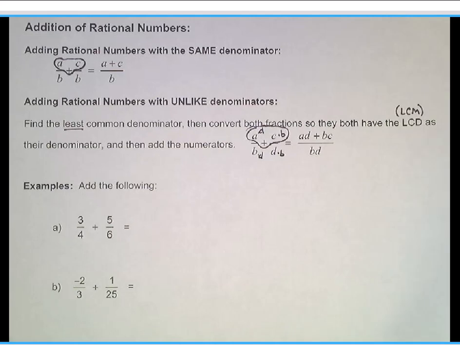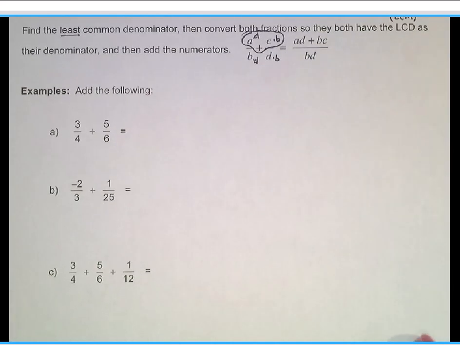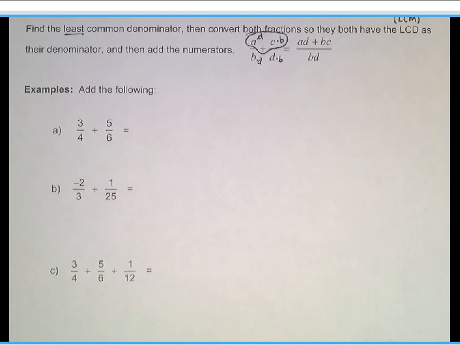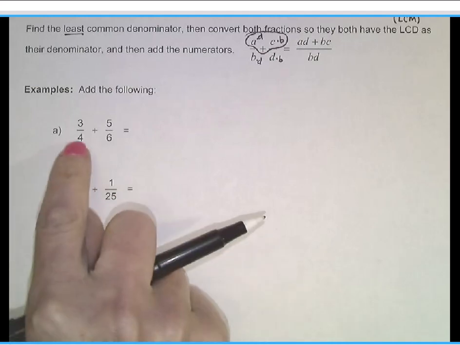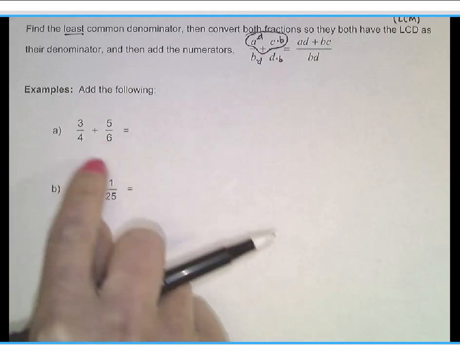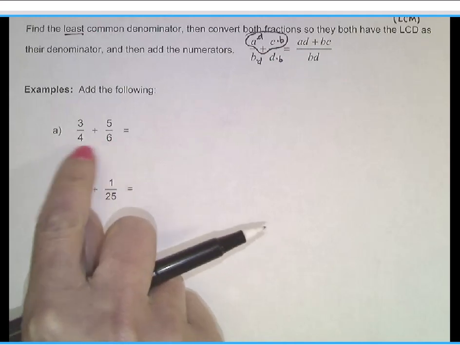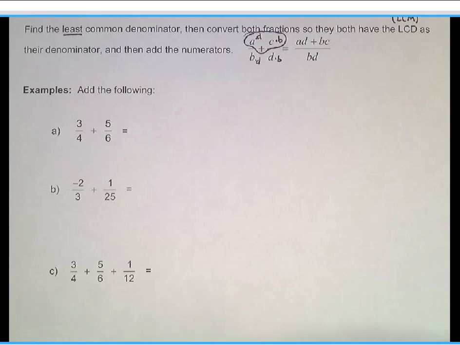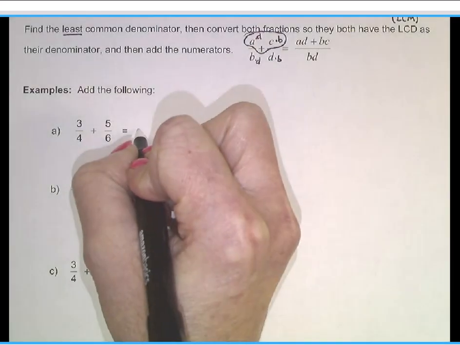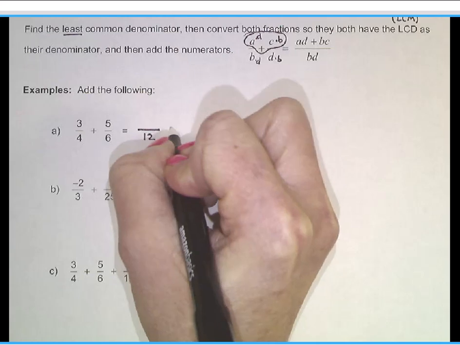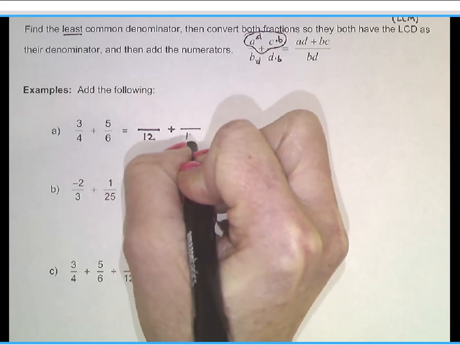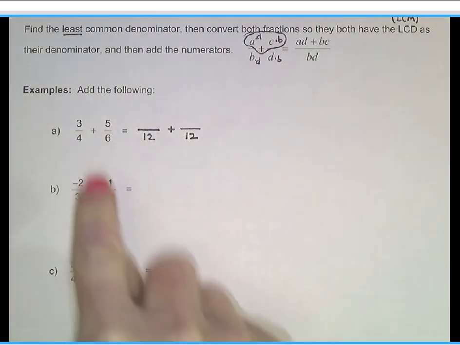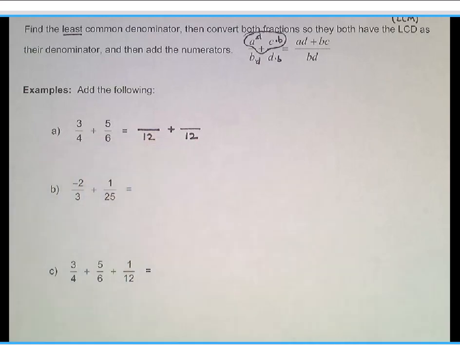So we've got 3 examples. We're going to add and try to give our answer as a simplified fraction if we can help it. We're going to look at 3/4 plus 5/6, and what is the LCM of 4 and 6, or what is the smallest number that 4 and 6 will both divide into? I think 12 would be a good denominator to use. So I'm going to set up the skeleton of what I want, and that is that I want both of these fractions to have 12 as the denominator. And now I'm going to see if I can create equivalent fractions to make that happen.